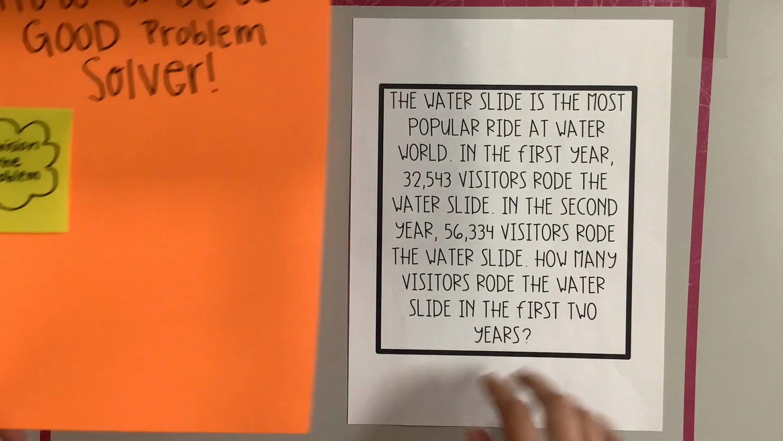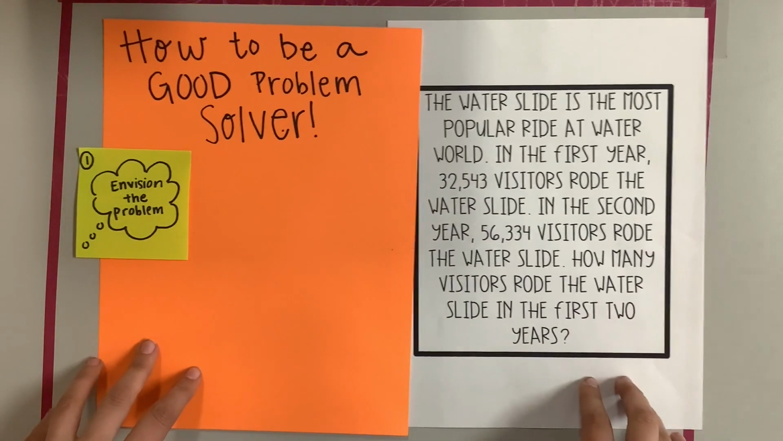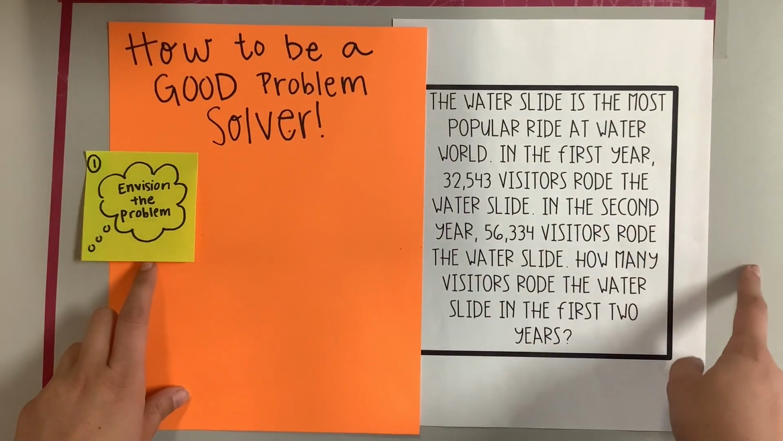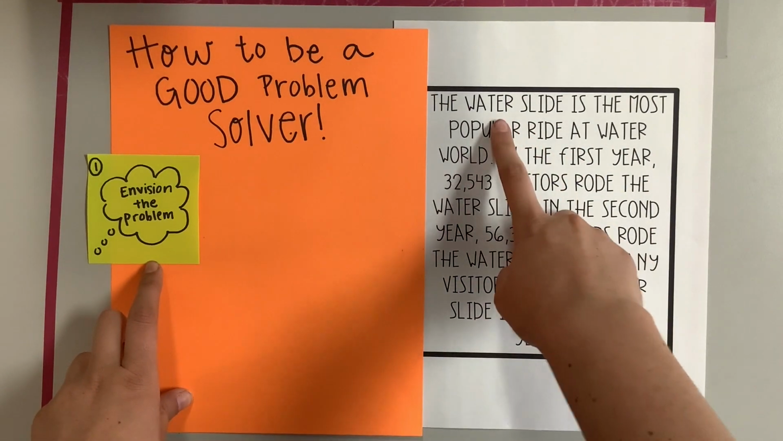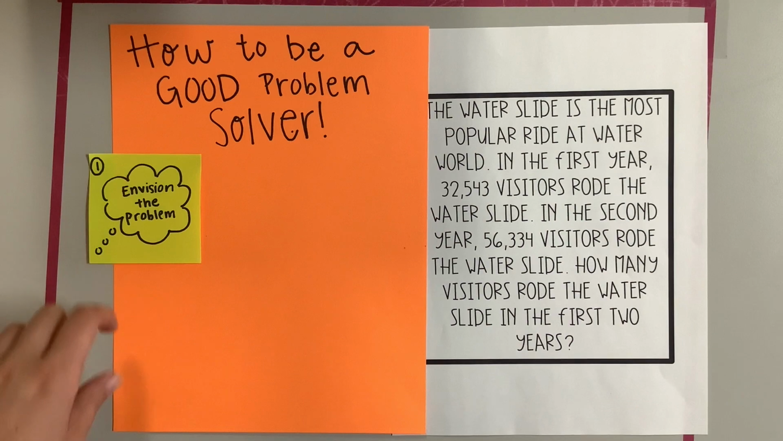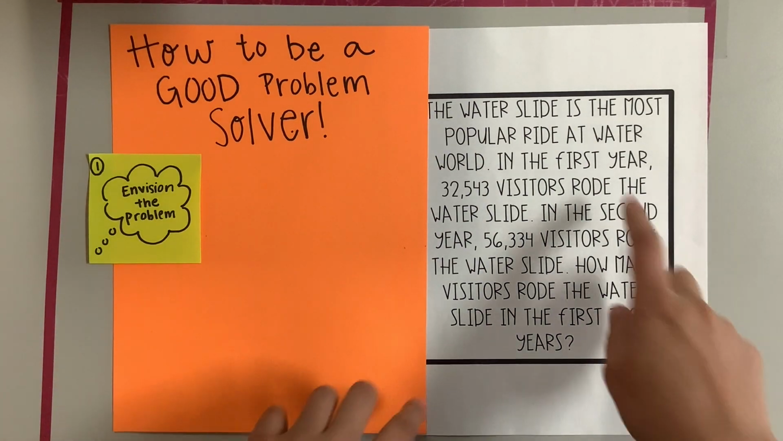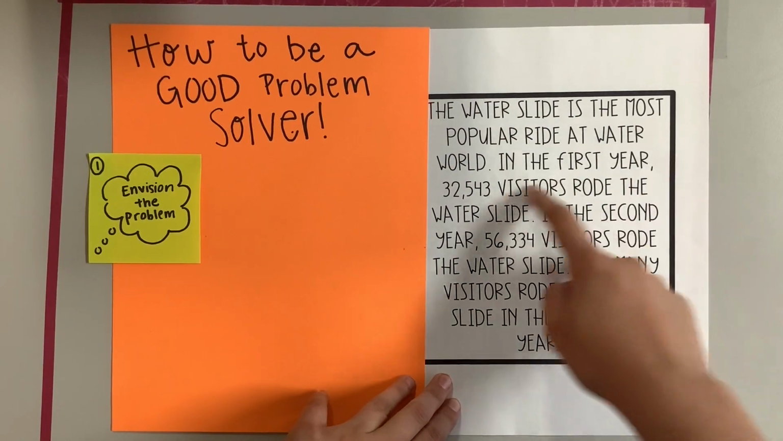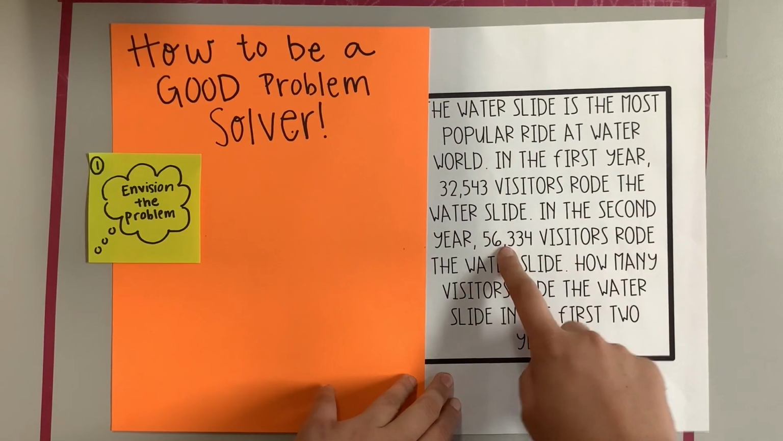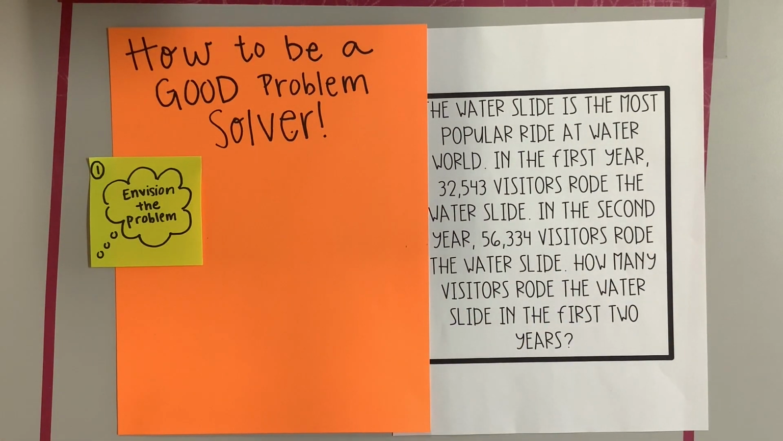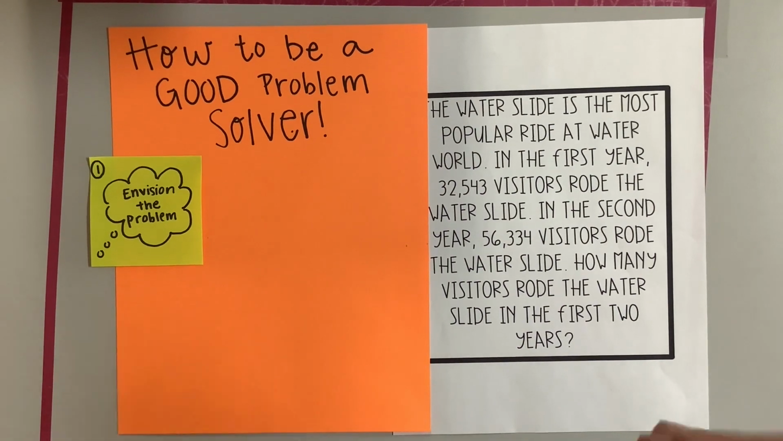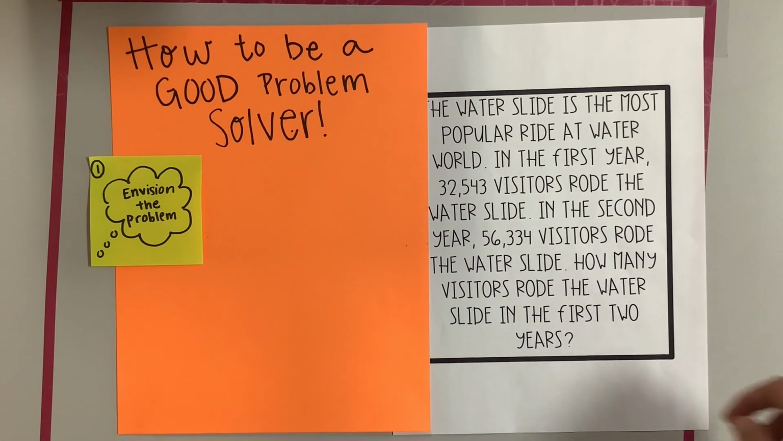Hopefully, if you were envisioning this problem, you probably pictured what a water park looks like. Now, this one's called Waterworld. We know that this water slide is the most popular one. And we're also kind of imagining time, right? We have the first year it's open, and this is how many people rode it. We have the second year it's open. This is how many people rode it. So really get your mind into the world of this problem. Imagine maybe you're a worker and you're there and you're watching people go down this slide and you've been tasked with solving this problem.